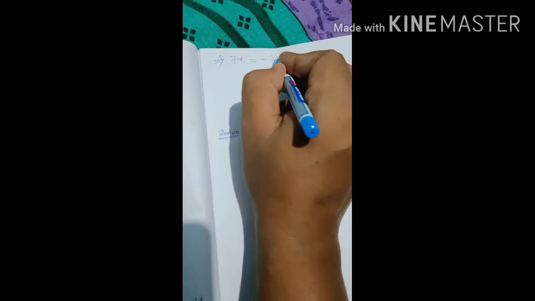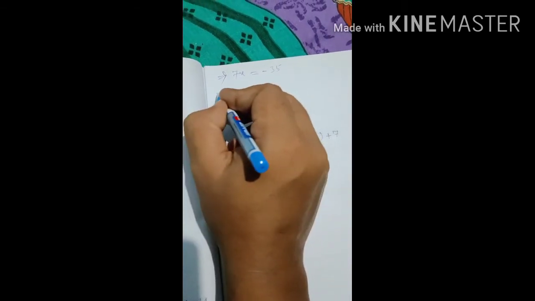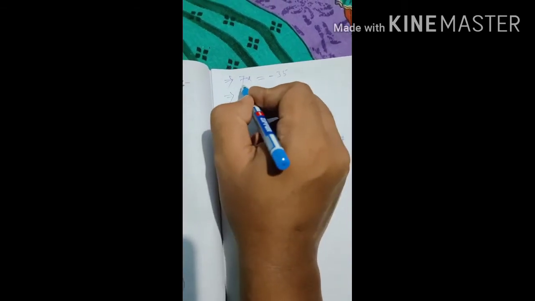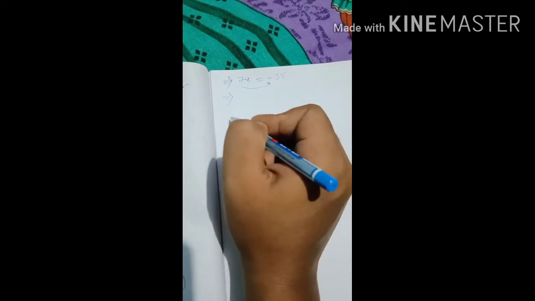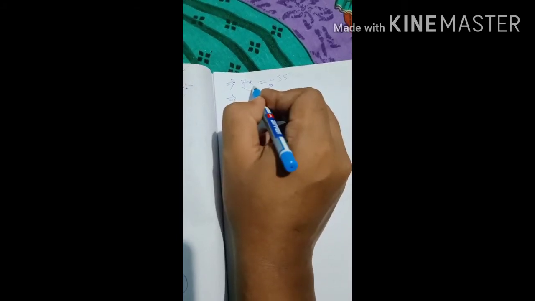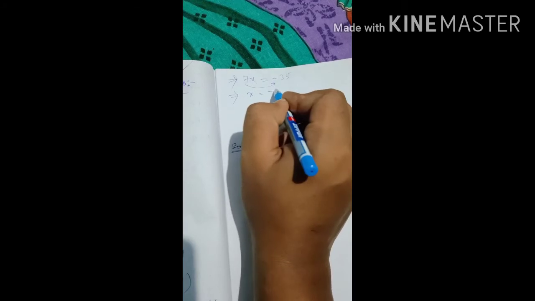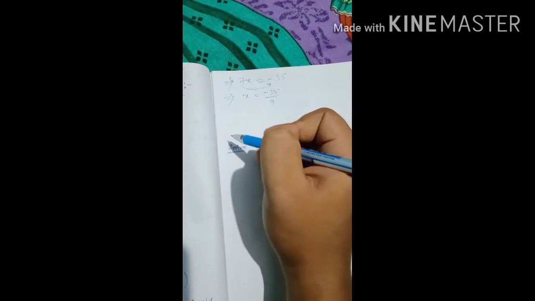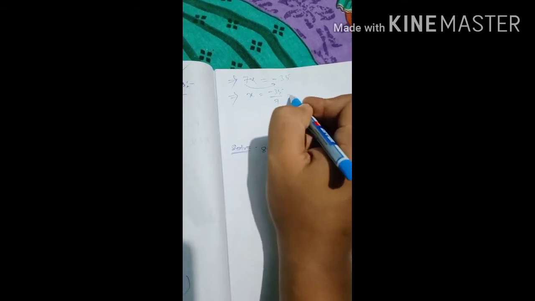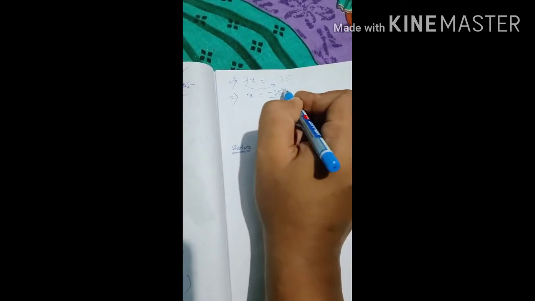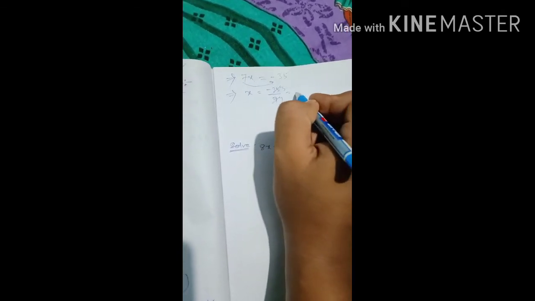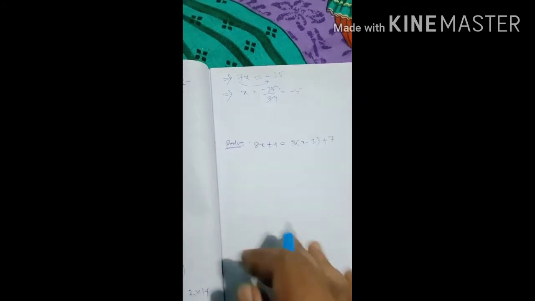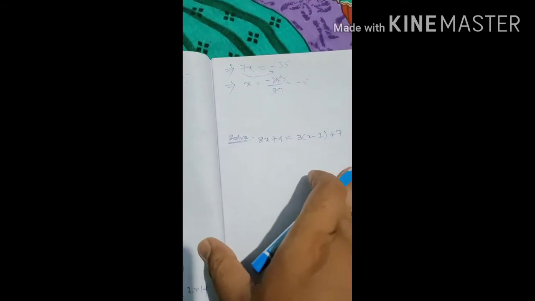Then if we transpose 7 to the right hand side, it will divide because 7 is multiplied with x. So x is equal to minus 35 divided by 7. If we reduce the fraction, then we will get 7 1s are 7, 7 5s are 35. Here the answer is minus 5, and also the solution is minus 5.